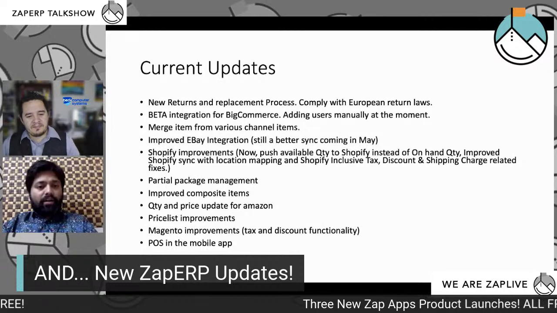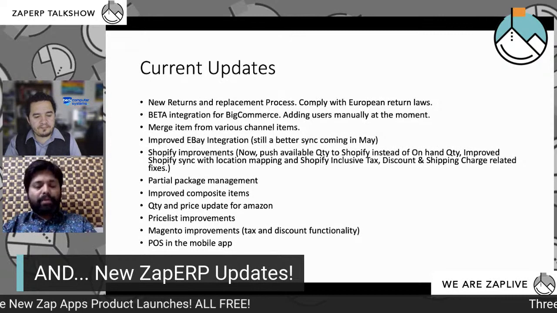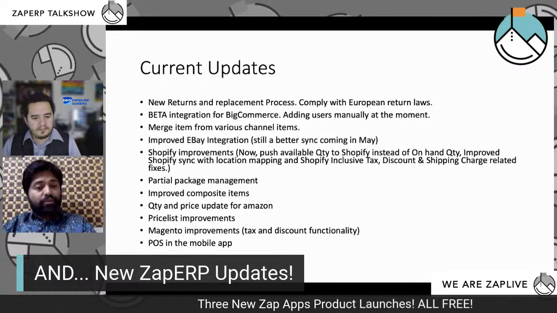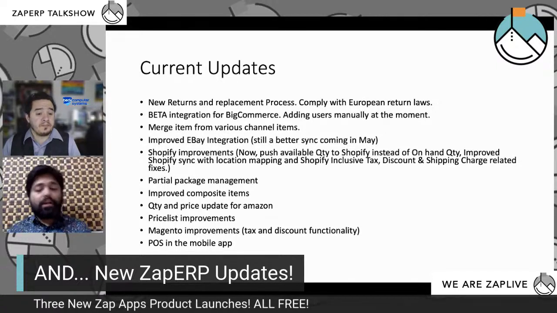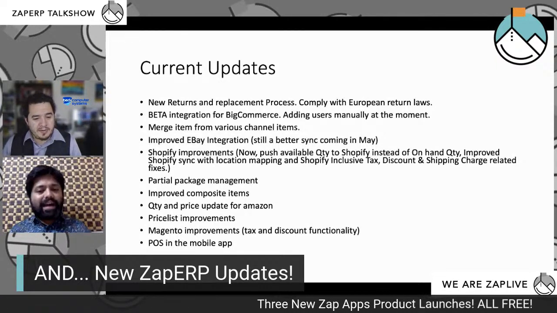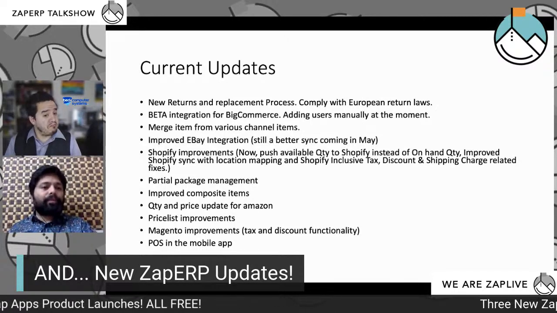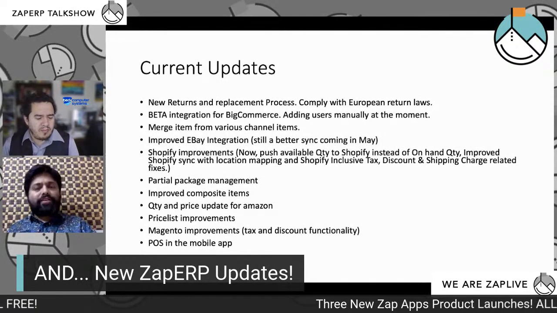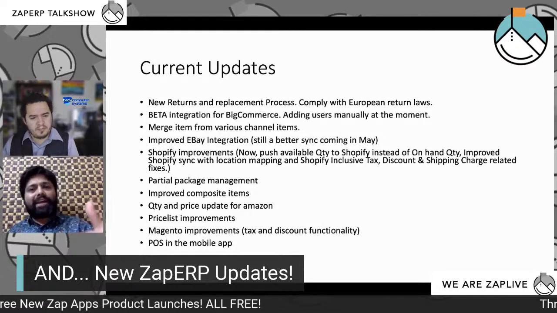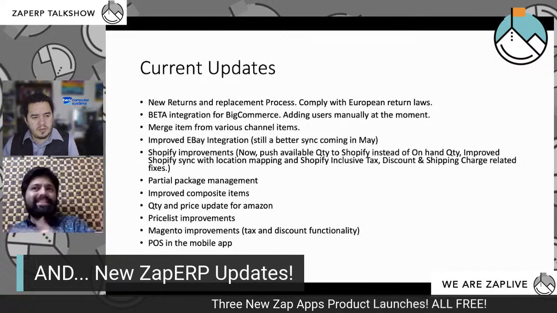Absolutely. So then we also have a few other updates like price list improvement and Magento improvements, where we have fixed the tax and discount issues. Price list is quite useful if you are a B2B seller, or if you are selling offline. To give you some background, price list allows you to have different prices for different customers. For example, we have customers who sell online using Shopify, but use ZapERP to sell offline.